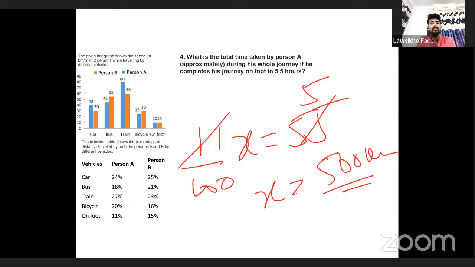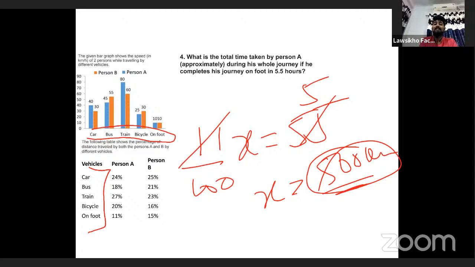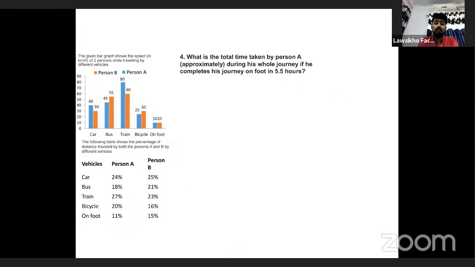Now how will total time come? Total time is total distance upon speed. Here the speed is varying according to the means of transport, so you cannot just take some average speed and use this data. You need to find the individual distances covered by person A by each of these 5 means of transport, and then use time equals distance upon speed, and add the individual times.